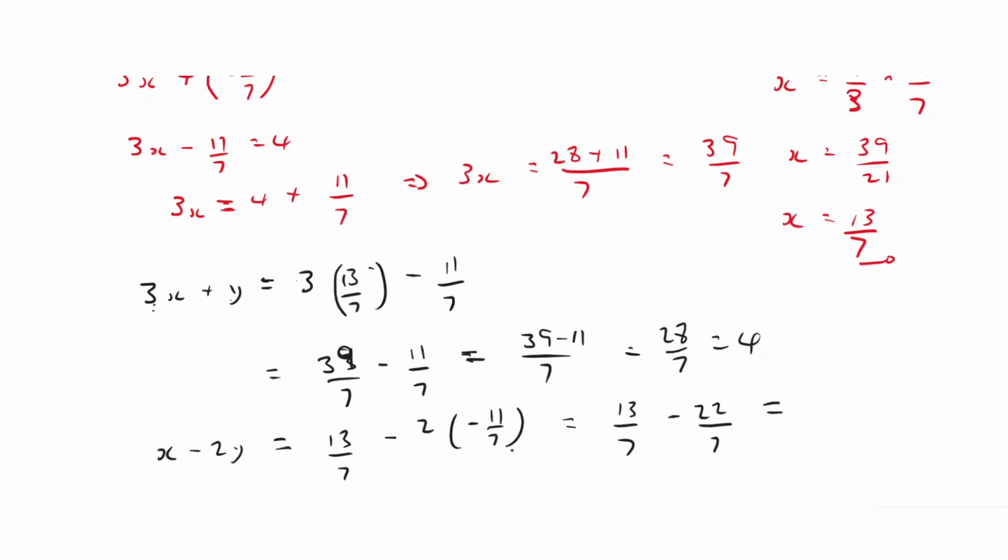This one in this case is going to be plus. So this is 13 plus 22 over 7, and this is 35 over 7, which is equal to 5. So indeed, both my x and y values are actually correct.